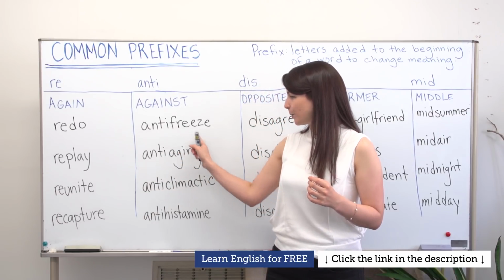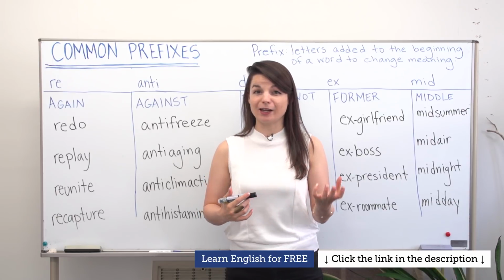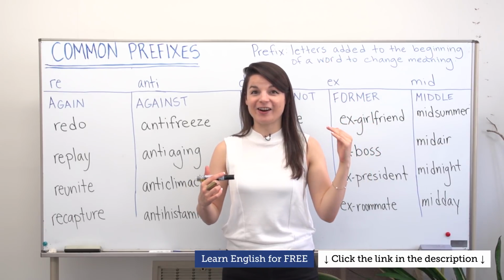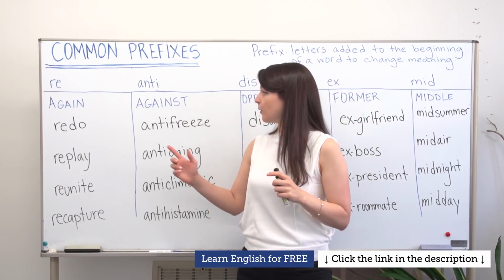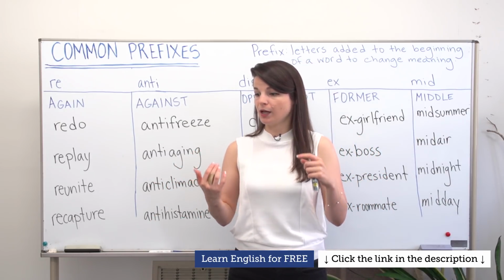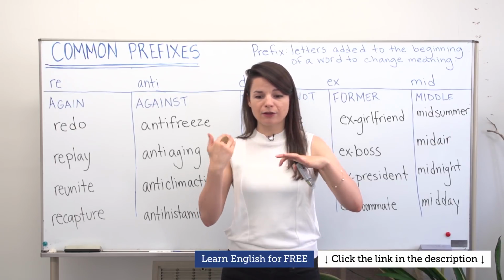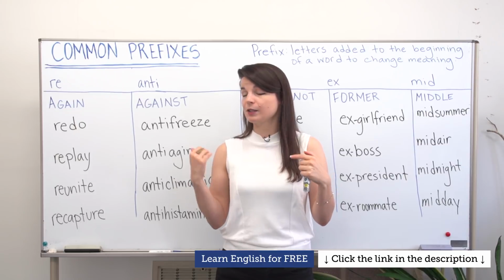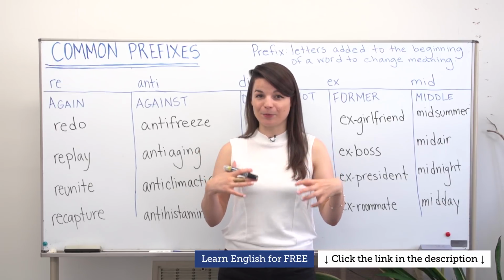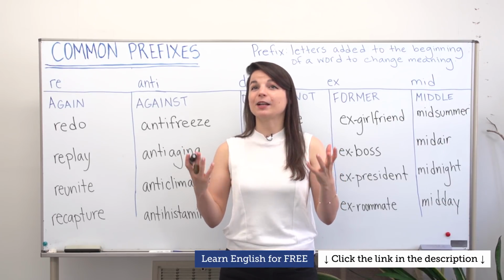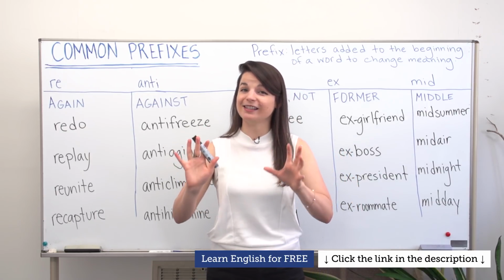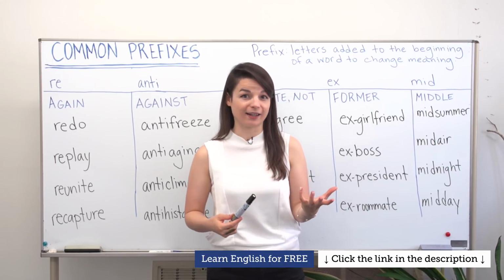Anti-aging. So aging is our base here. Aging is the process of getting older, the process of getting higher and higher in the number of years we've been alive. So anti-aging, against aging, is a word that's commonly used for skincare products or maybe food products. This word is usually used for products that are supposed to help you slow down the process of aging or try to make it appear as though aging has stopped. So anti-aging is opposing aging. It's against aging. This is the meaning of anti-aging.